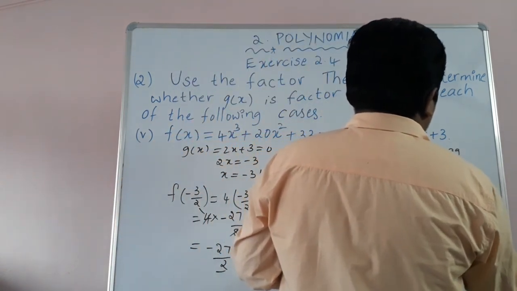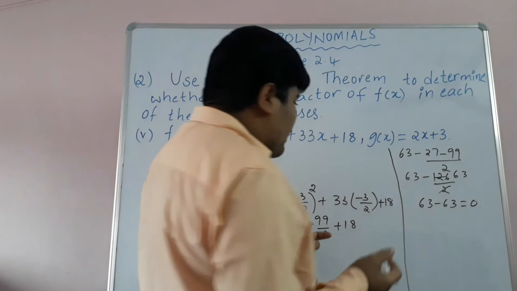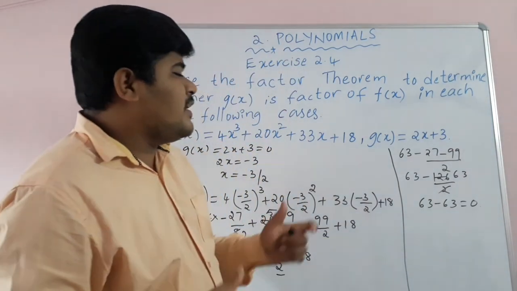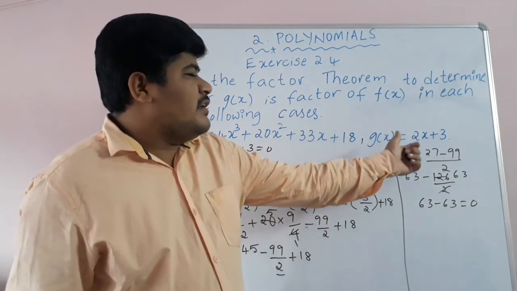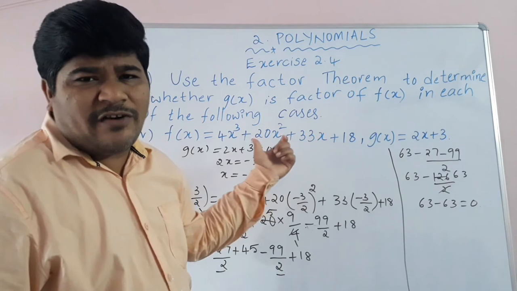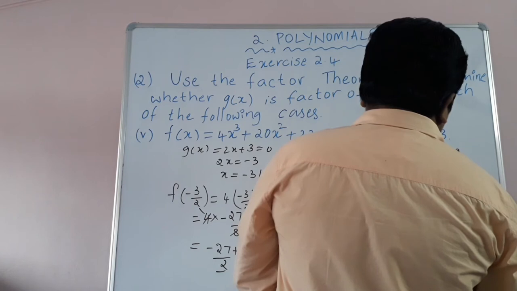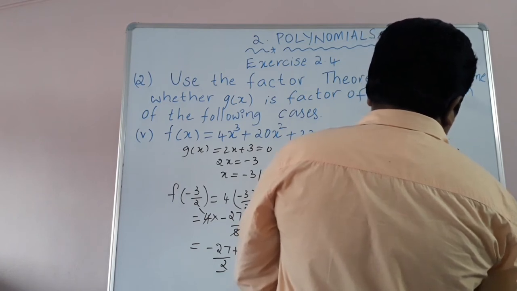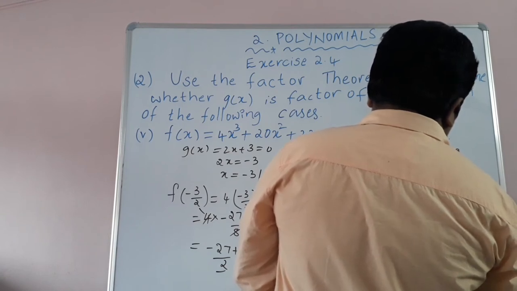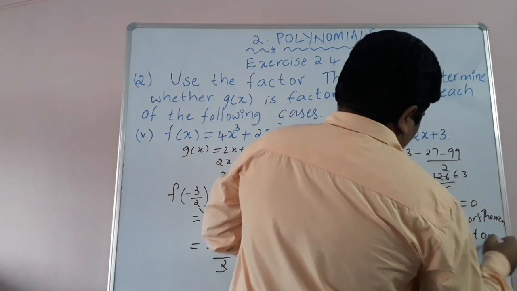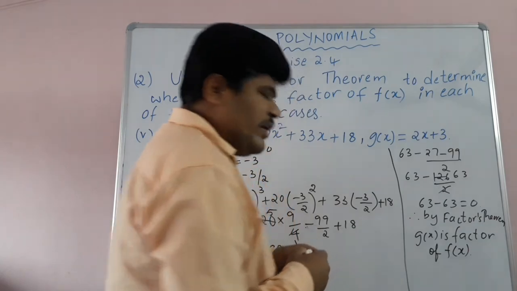So this is nothing but minus 63 again. 63 minus 63 is equal to what, children? 0. So children, here our remainder is 0. So by factor theorem, if the remainder is 0, then that particular divisor is said to be a factor. So here what is the factor? g of x to f of x. So we can write here, therefore by factor theorem, g of x is a factor of f of x. So children, in this way we can solve this problem.